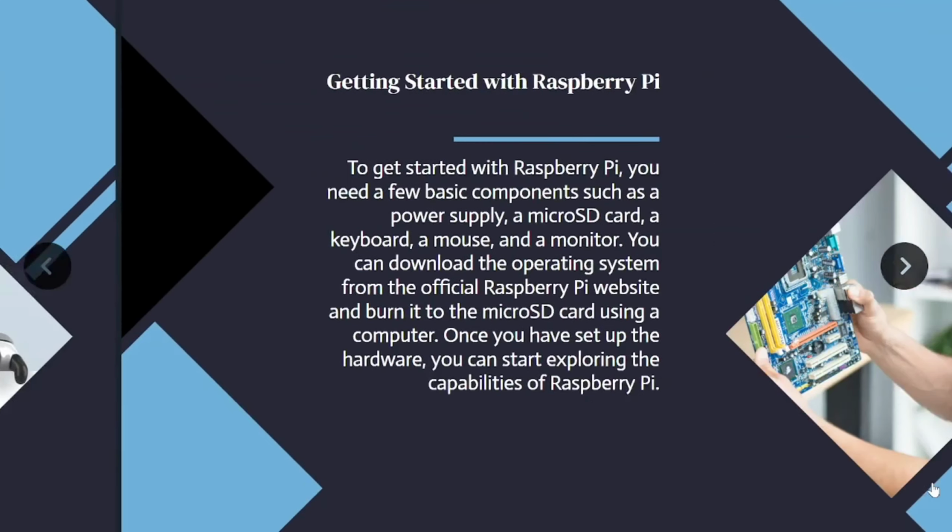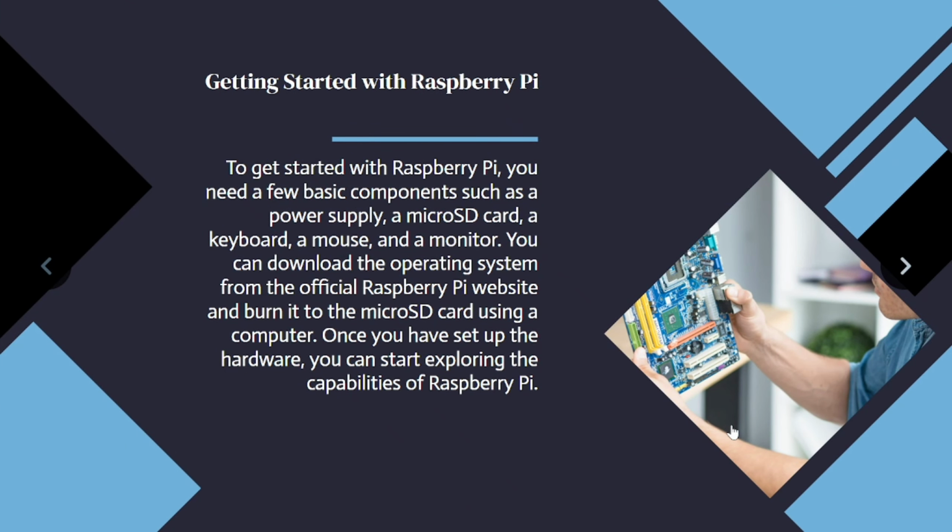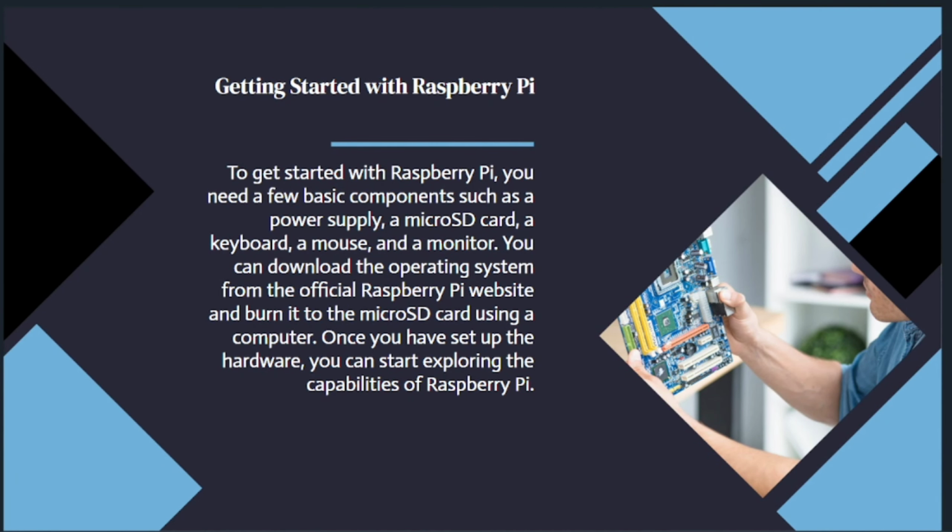Moving towards getting started with Raspberry Pi. Now you have all the information about the Raspberry Pi, its applications and all. But how to get started with it, how to work on it? To work on it, you need a few basic components such as a power supply, a micro SD card, a Raspberry Pi board, of course, a keyboard, mouse, and a monitor.